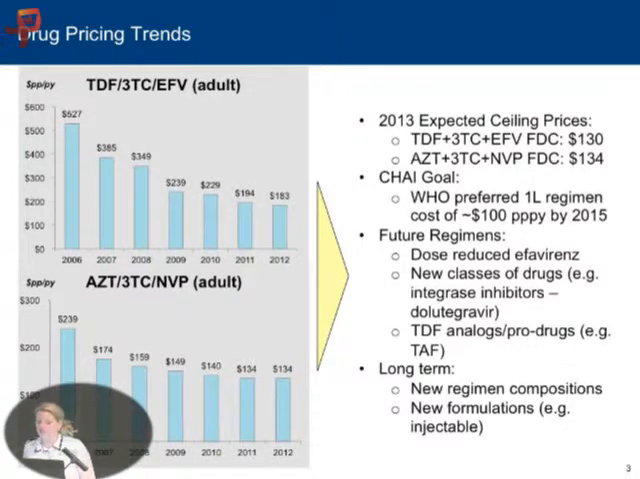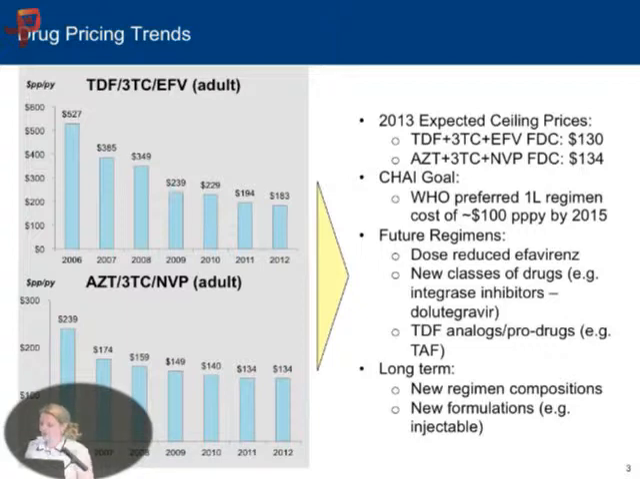CHAI right now is in the process of finalizing our negotiations for the 2013 ceiling prices. As we use the term, ceiling, these are the highest level prices that we expect countries within the CHAI procurement consortium to have to pay for these molecules. For the tenofovir, 3TC and efavirenz fixed-dose combination pill, the 1 pill once a day, we're hoping to achieve a price of $130 per patient per year, which, as you can see, is now basically either cheaper or at parity, depending on your specific country scenario, with zidovudine-based regimens.